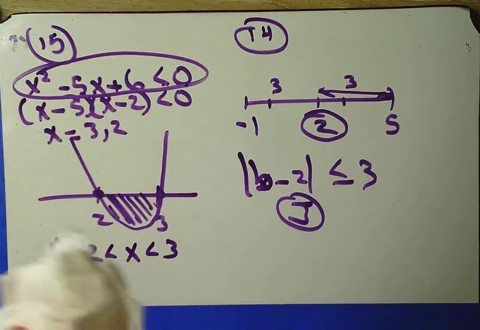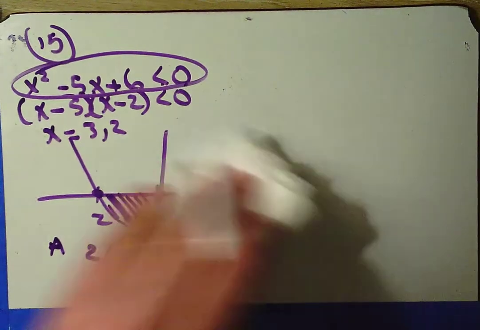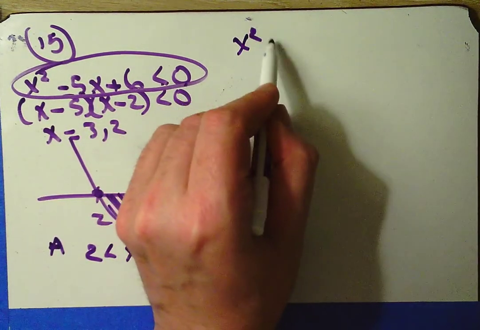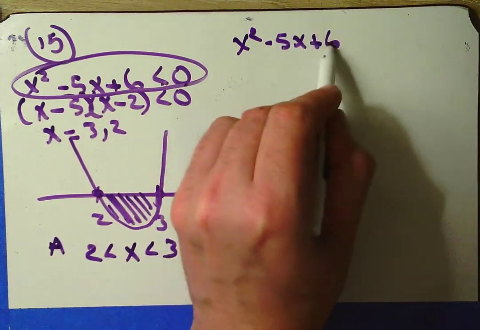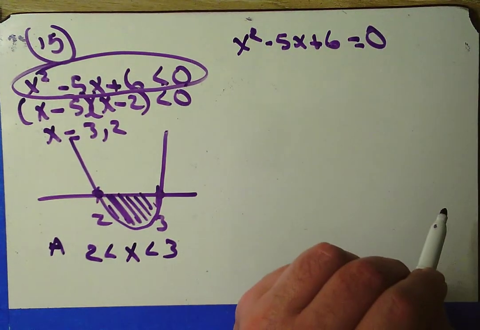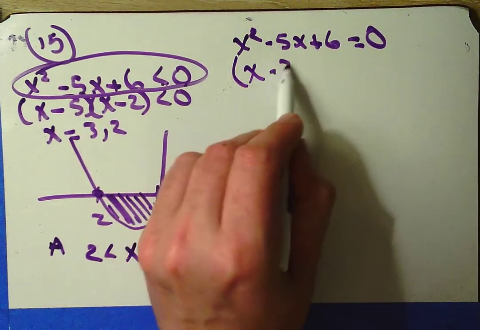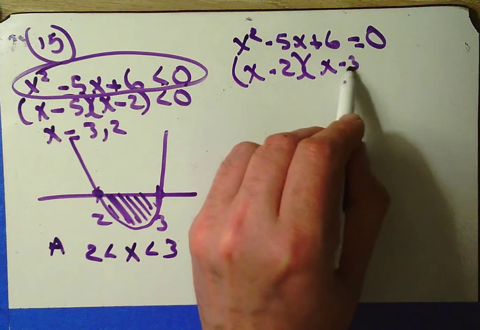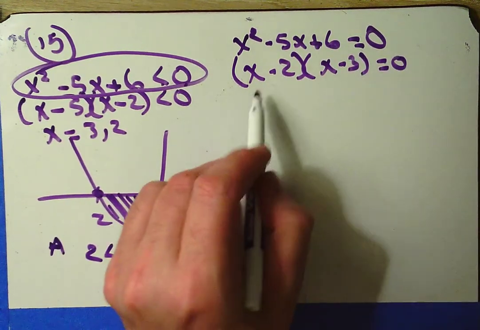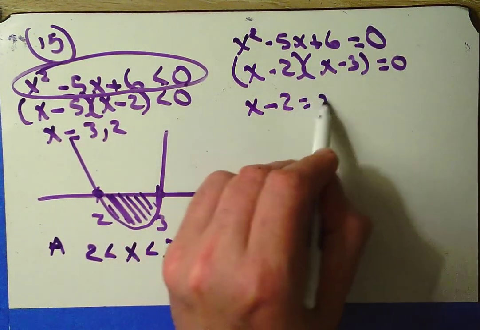If I'm not comfortable graphing, though, don't worry, all isn't lost. Take this inequality and turn it into an equation. You still need to factor, and then you need to set each factor equal to 0.